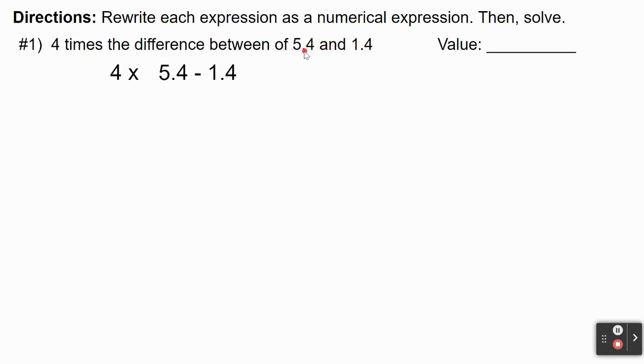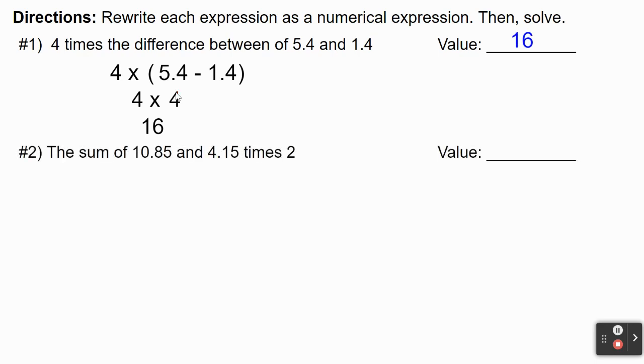But in order to find the answer to this part of the problem first and then multiply it, we need to put these numbers in parentheses. This allows us to do 5 and 4 tenths minus 1 and 4 tenths first, and then we'll multiply. So let's go ahead and find that value, which means finding the answer. So first we're going to subtract 5 and 4 tenths minus 1 and 4 tenths, which gets us 4. Now that we found the answer to the subtraction portion, we can multiply that by 4, since that's what's at the start here. 4 times 4 is 16. So the value of this expression is 16.